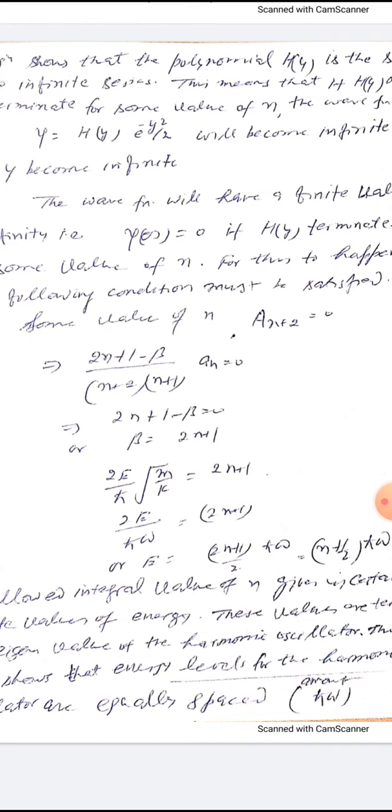This allowed integral value of n gives us certain discrete values of energy. These values are termed as the eigenvalues of the harmonic oscillator. This equation shows that the energy levels of the harmonic oscillator are equally spaced, and that spacing is equal to ħω.